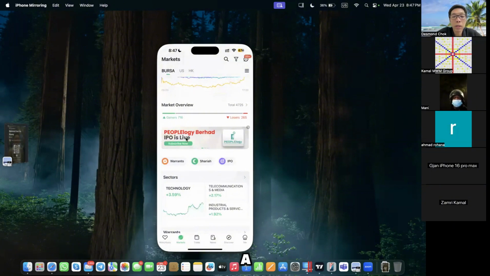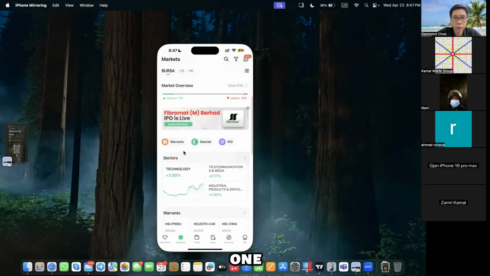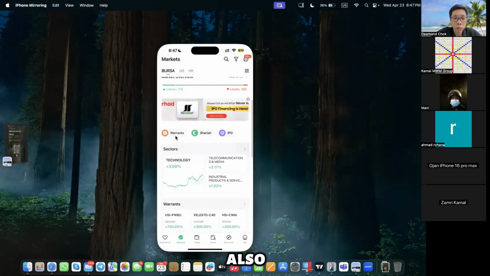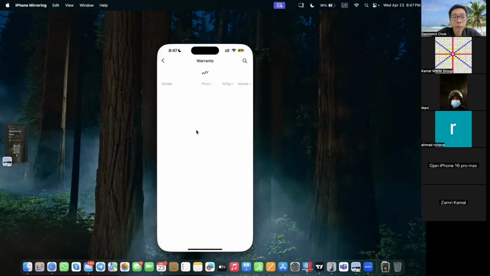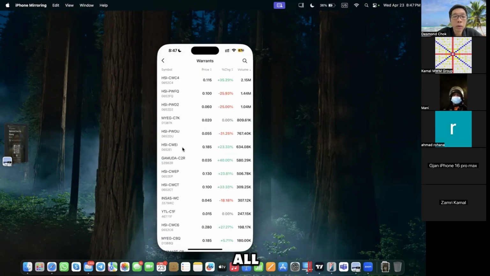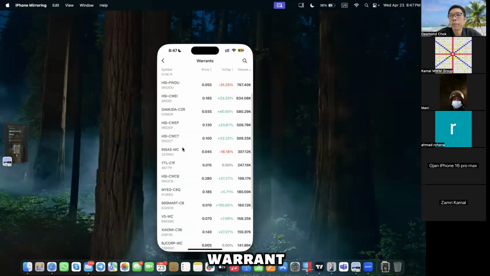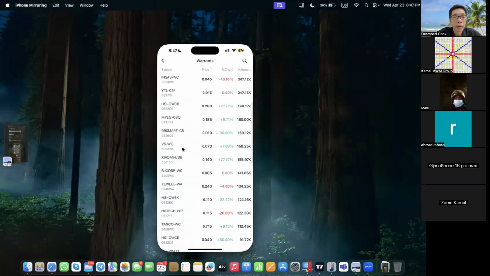Then this one is just a banner to highlight to you what kind of IPO. I'll explain this IPO separately. So for Bursa there are also warrants. So you can check all the warrants. Mostly it's HSI warrants. Okay.